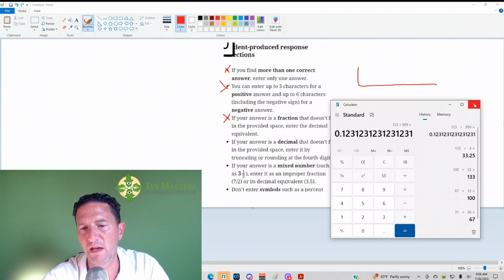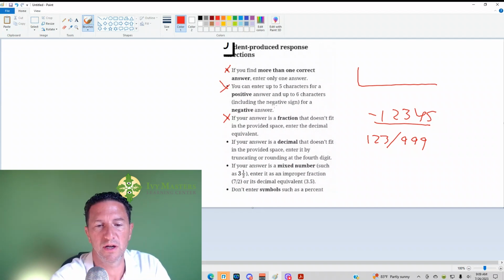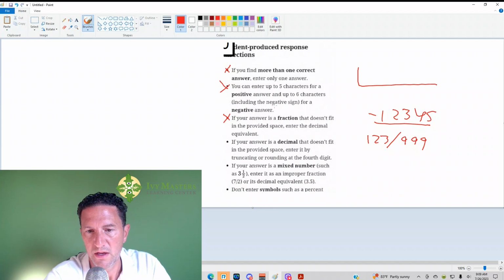0.123 repeated. That actually happens with any of the 9s. So if it was 12 over 99, it would be 0.12121212. 1 over 9 is 0.11111111. So the 9s are kind of funky like that. Okay.